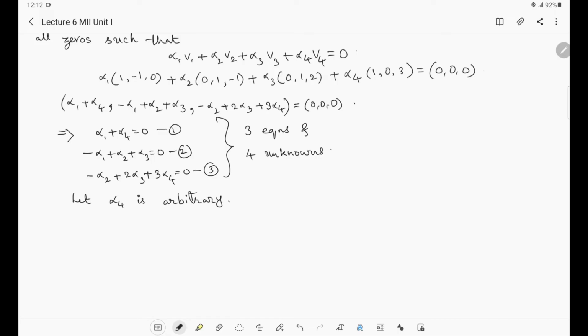It can be 1, it can be 2, it can be minus 1, it can be minus 2, it can be 1 by 2, like that. It can be any arbitrary real number. Let alpha 4 be arbitrary.